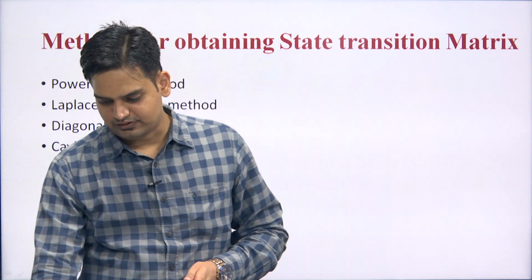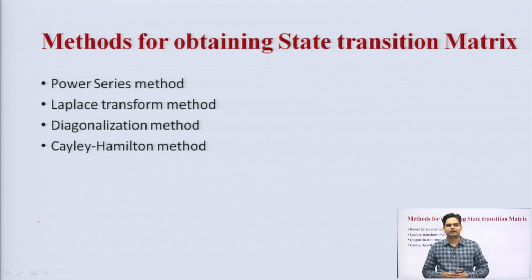In today's session we discuss the power series method. Then we will discuss the Laplace transform method, the diagonalization method and the Cayley-Hamilton method, which will help us to obtain the state transition matrix. So, these are the various methods. Broadly we will focus on the power series, Laplace and diagonalization. The Laplace method we already discussed in the previous lecture, so we will focus on the power series and diagonalization methods. After that we will discuss the controllability and observability concepts of the state transition matrix.